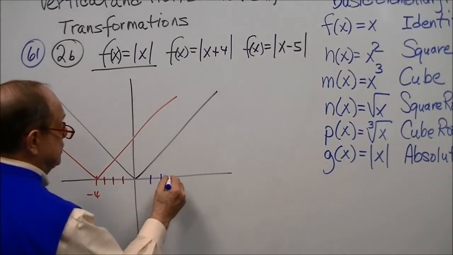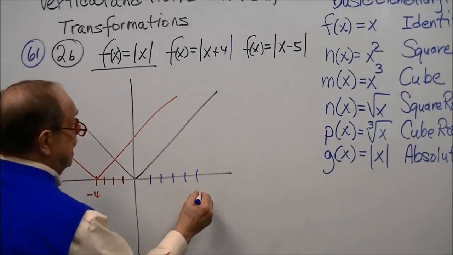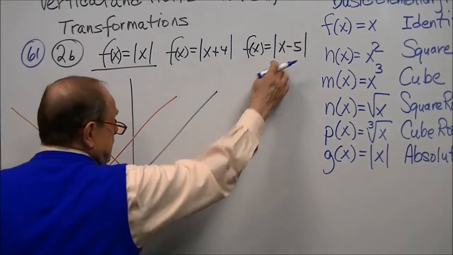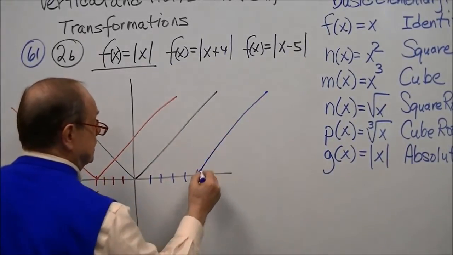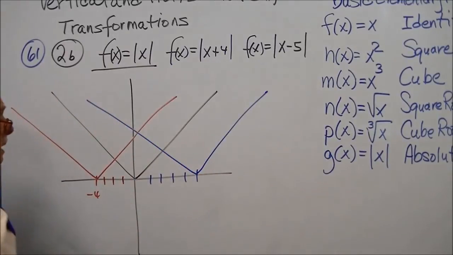1, 2, 3, 4, 5. Opposite sign, 5 units. And there we go.